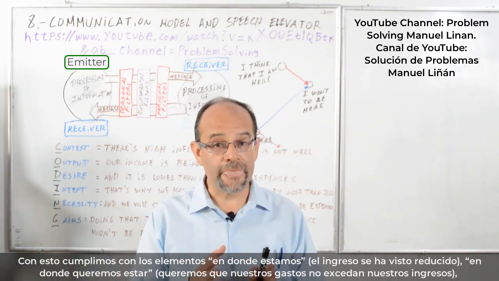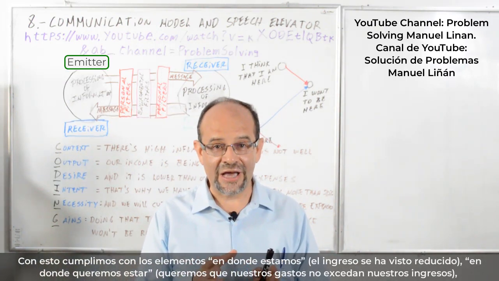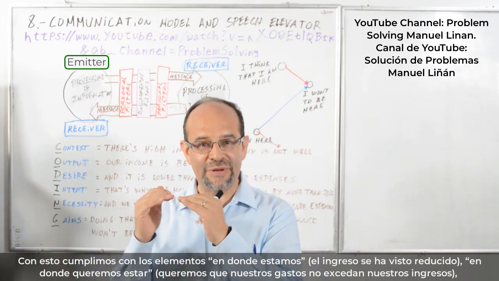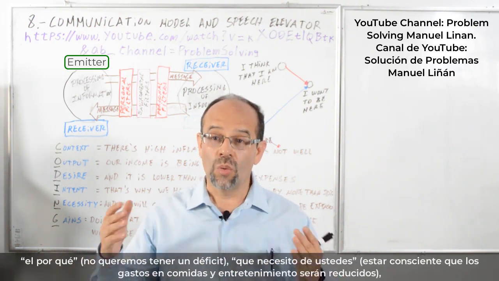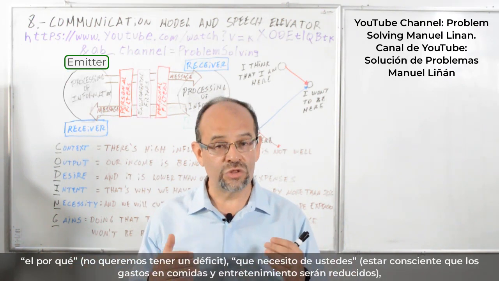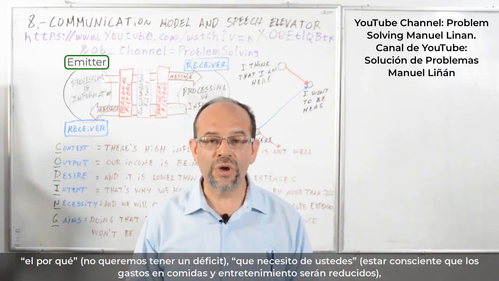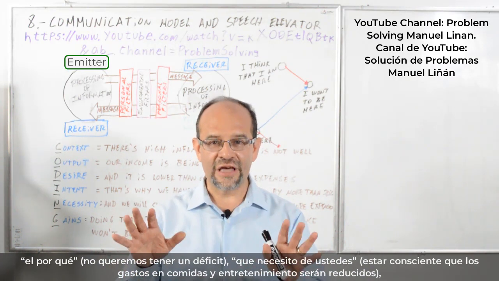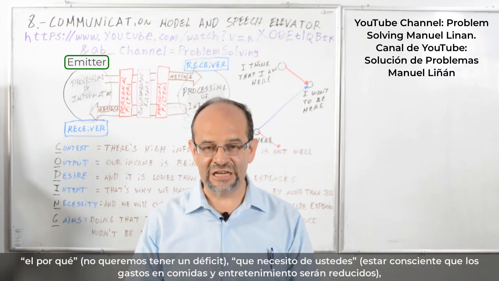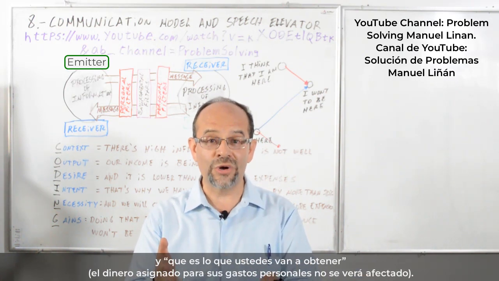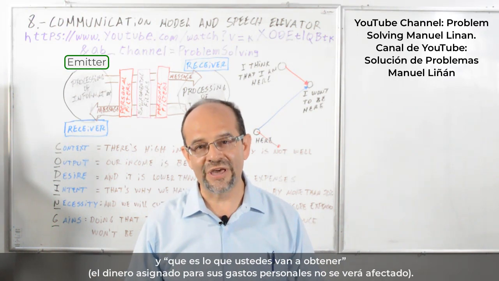This is where we are: income is going down. Where we want to be: we want our expenses to equal our income. Why? Because, well, we don't want to have a deficit. And what we need from you: that you be aware that the dinner expenses and leisure expenses will be reduced. What you are going to get: your allowance money won't be affected.